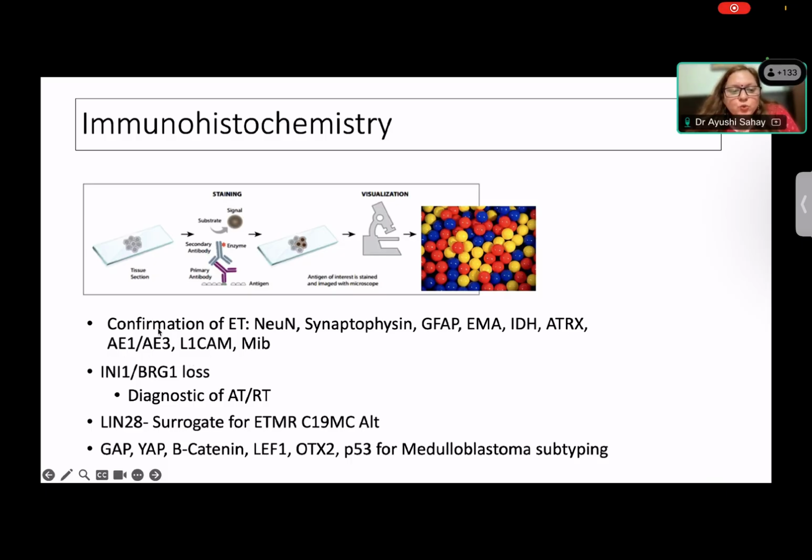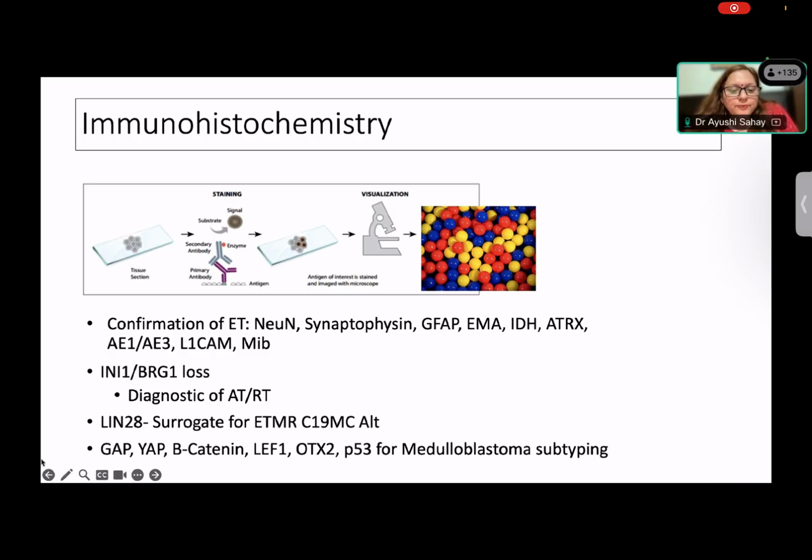And sometimes, if you're suspecting metastasis, you can even do an A1, A3, or A for ATRT. Then, of course, the characteristic loss of INI1 or BRG1, which is diagnostic of atypical teratoid rhabdoid tumor. And then you have certain surrogate IHCs which can be used as surrogates for molecular testing. For example, there's a LIN28 IHC, which is a surrogate for ETMR C19MC alteration. If it's diffusely, densely positive, then you are pretty sure that you are dealing with an ETMR.